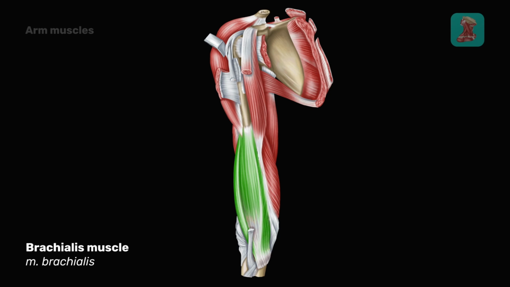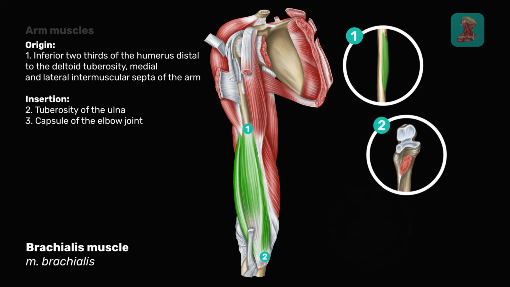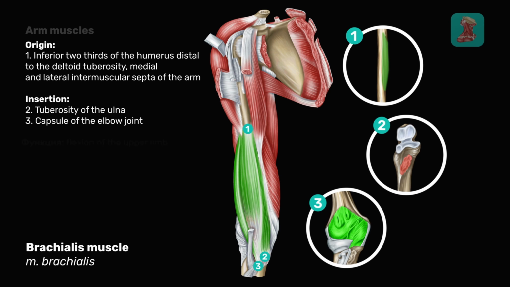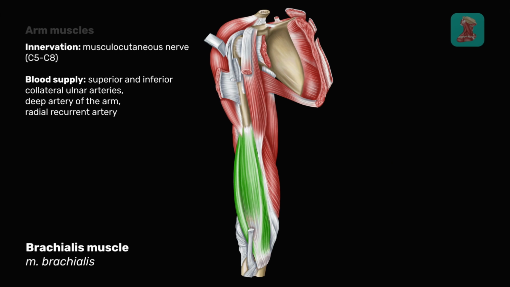The brachialis muscle. It originates from the inferior 2/3 of the humerus distal to the deltoid tuberosity and medial and lateral intermuscular septa of the arm. Inserts into the tuberosity of the ulna and the capsule of the elbow joint. Function: flexion of the upper limb at the elbow joint. The following structures innervate the muscle and supply it with blood.